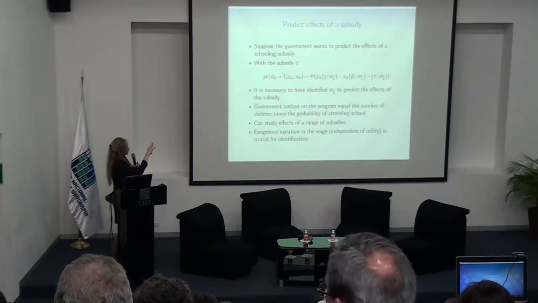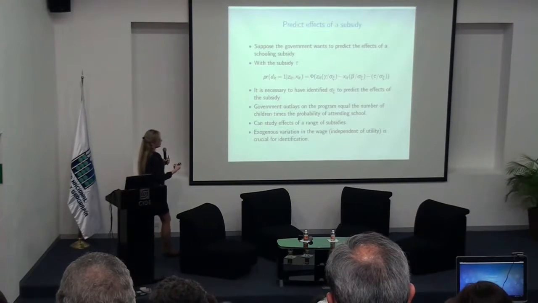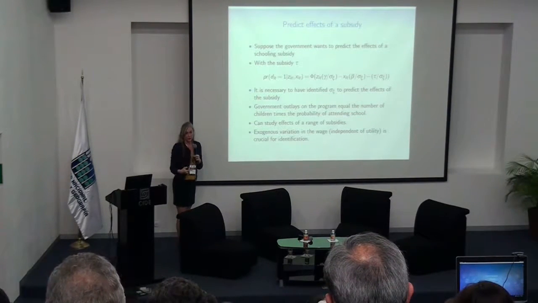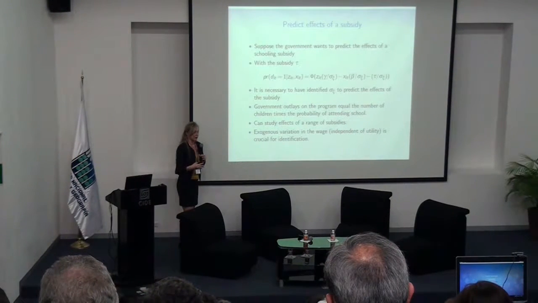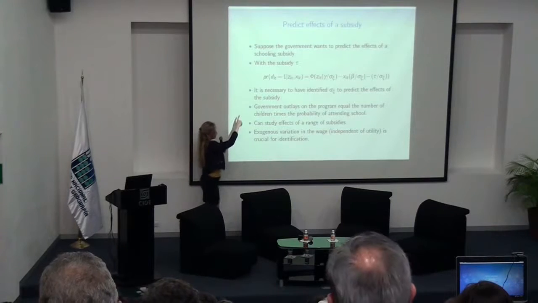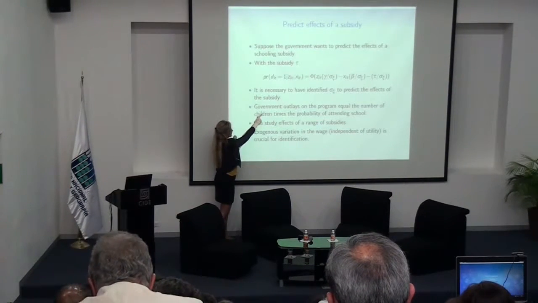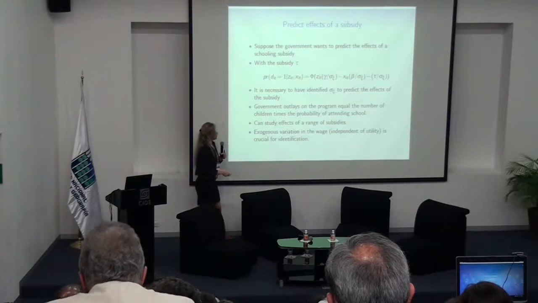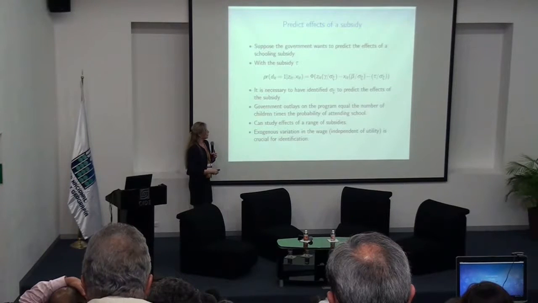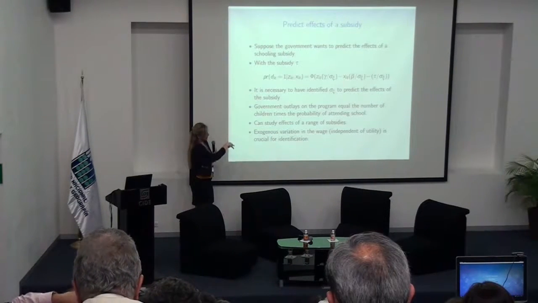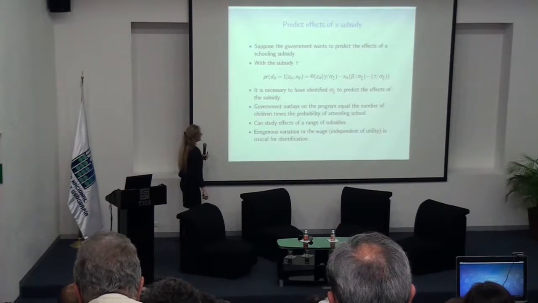Okay, so not only can we forecast what the effect of the subsidy would be, we can also predict the cost of the program. That's another very important question if you're designing a program, because you can figure out how many people will take it, and then you know what the subsidy is. So the government cost is just going to be the number of children times the probability that they go to school. And you can do it for all different child ages and for a range of subsidy models.